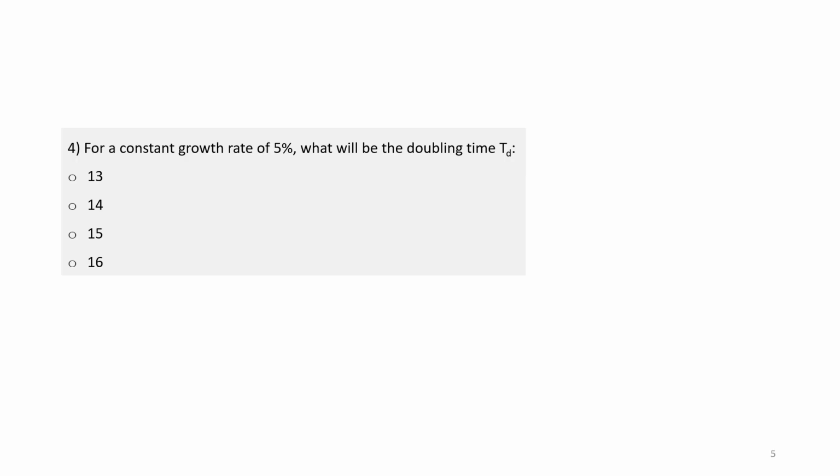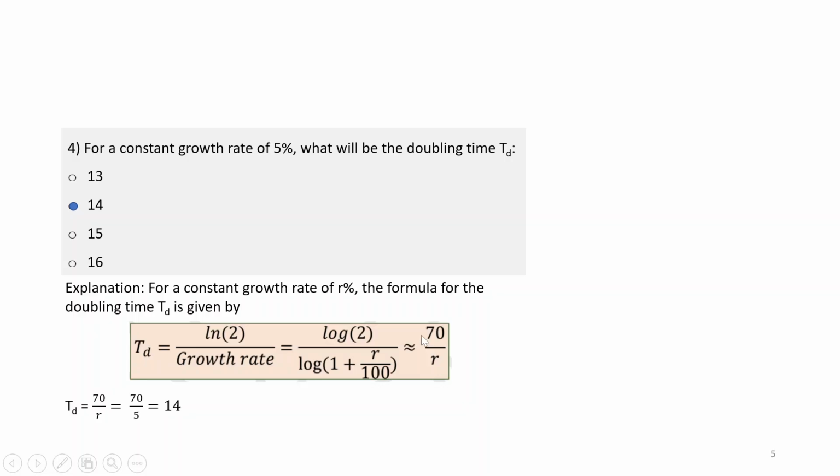So you just need to remember the formula for the doubling time, and you just need to put the value of R from growth rate 5. So it is basically just 70 upon R. So how this equation comes about? So for a constant growth rate of R%, the formula for the doubling time TD is given by TD equals ln2 upon growth rate. So it can be further written as log 2 upon log 1 plus R upon 100. So it can be solved and written as 70 upon R. So here it can be approximated as 70 upon R.